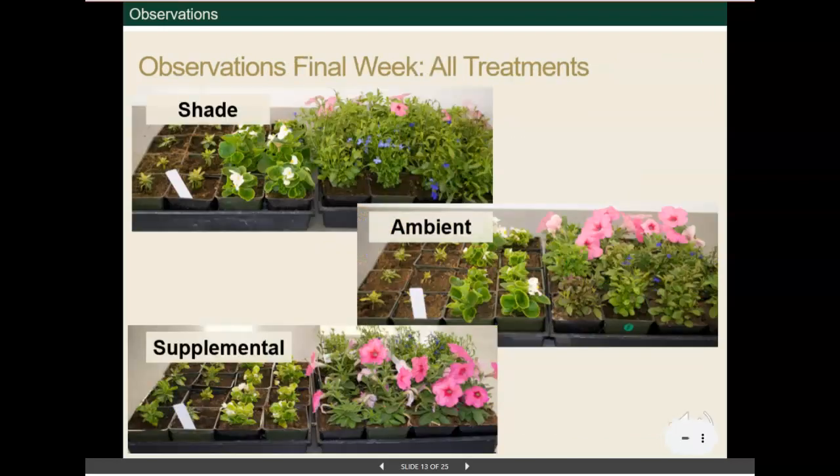When you're performing an experiment like this, it's important to take some observations along the way. Now let's make some final observations of our plants. Here are some side-by-side photos of all the plants in each treatment. There are some sure differences.